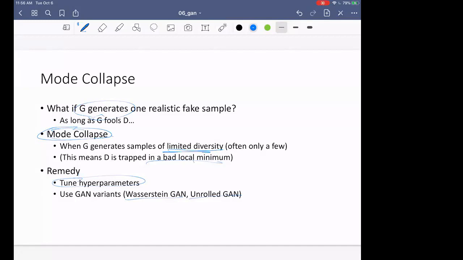I won't go into all the details of what they are, as there are a million GANs out there. Just remember that there's such a thing called mode collapse, and you will run into it if you're not careful.